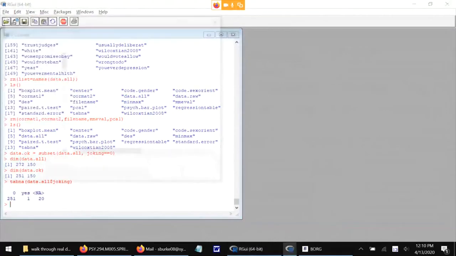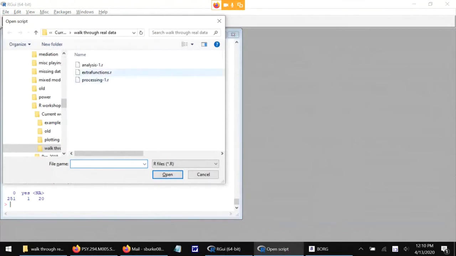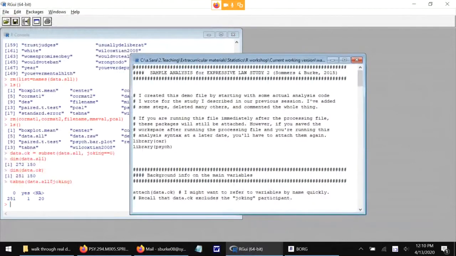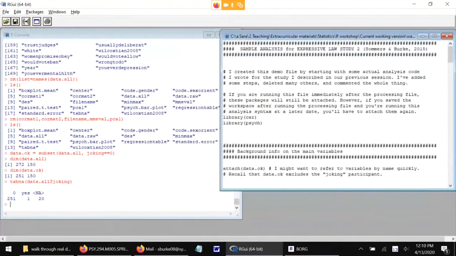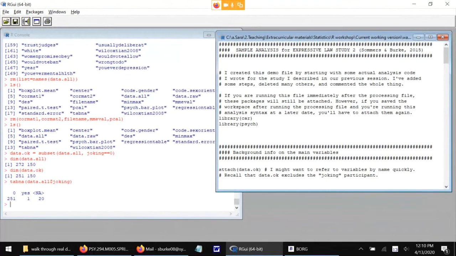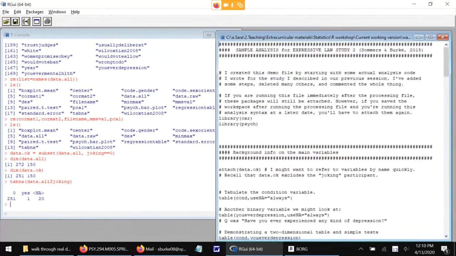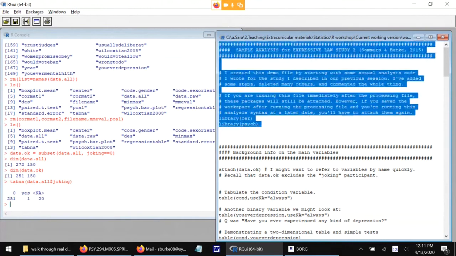Next thing I'm going to do is open the analysis file that I shared with you. And this will provide some examples of stuff that I would want to do to analyze the data from this real study that me and Rosanna conducted. This just explains that.